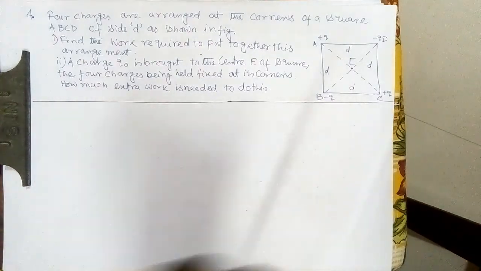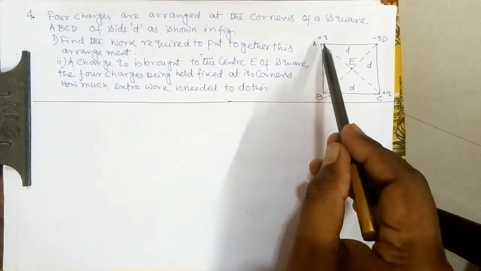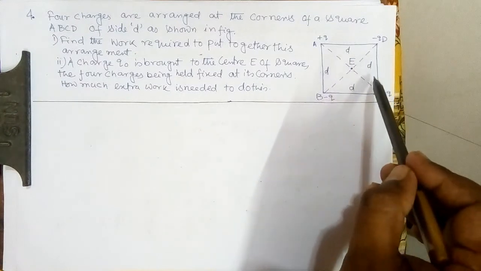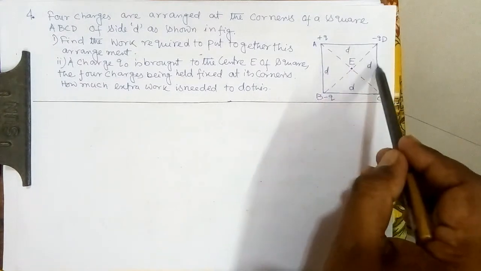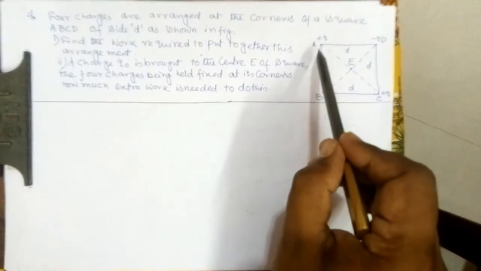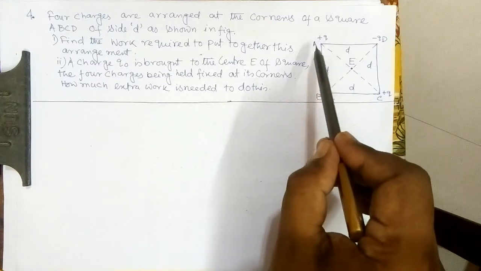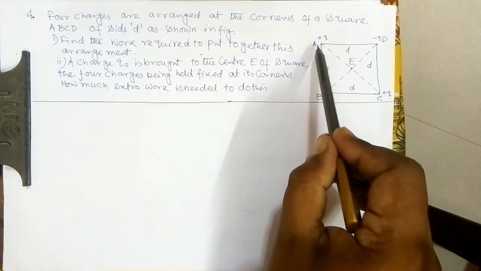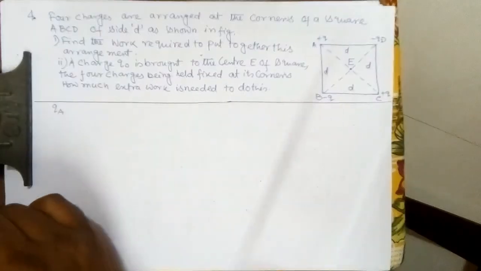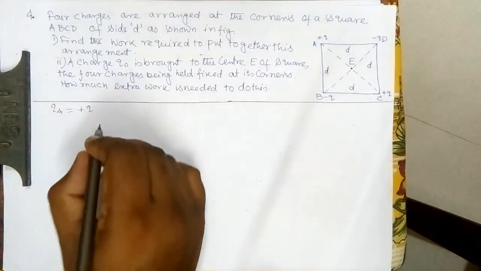Okay, see, without reading the numerical, I'm telling what the diagram given is. It is a square. Each side of the square is D. And here at point A, one charge is taken, that is plus Q. So the charge is kept at point A, and we can write it as charge QA. So QA is equal to plus Q. We can write it down.